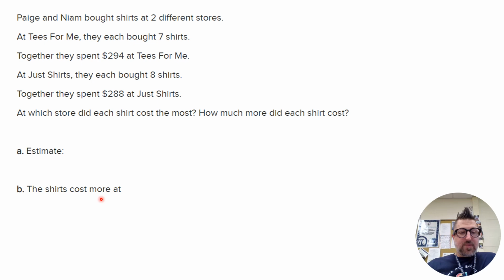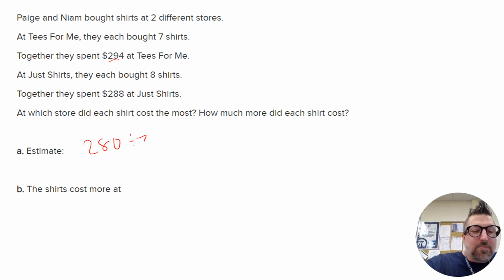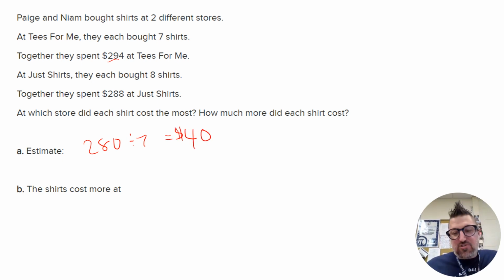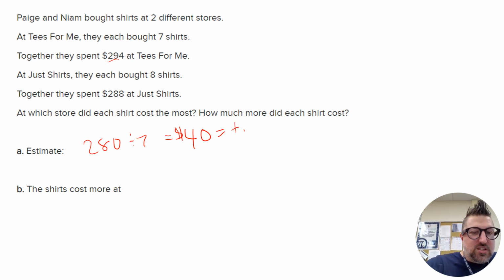First, I have to estimate and then tell how much more these shirts cost. So I'm going to do my estimate first. 294 divided by 7. I don't know. I'm going to pick a multiple of 7 that's close to it, which is 280. If I have 280 divided by 7, the shirts are about $40 each. They're going to be a little bit more. That is for Tees for Me.